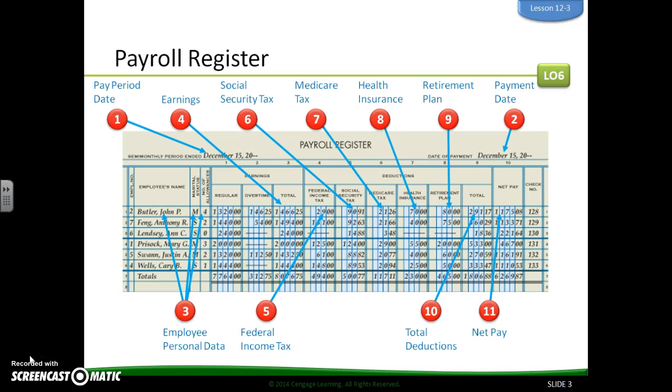So the one thing that you want to remember is that the total column for earning, that's gross pay, and the pay the employee actually receives after all of the deductions have come out of their check, that's net pay.